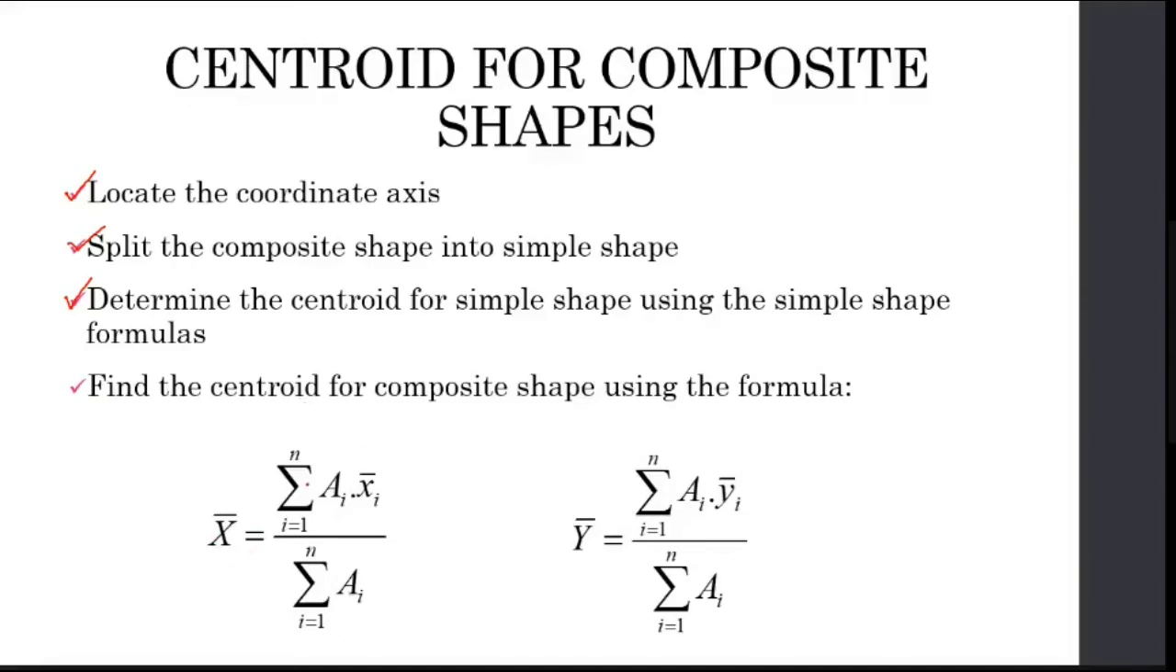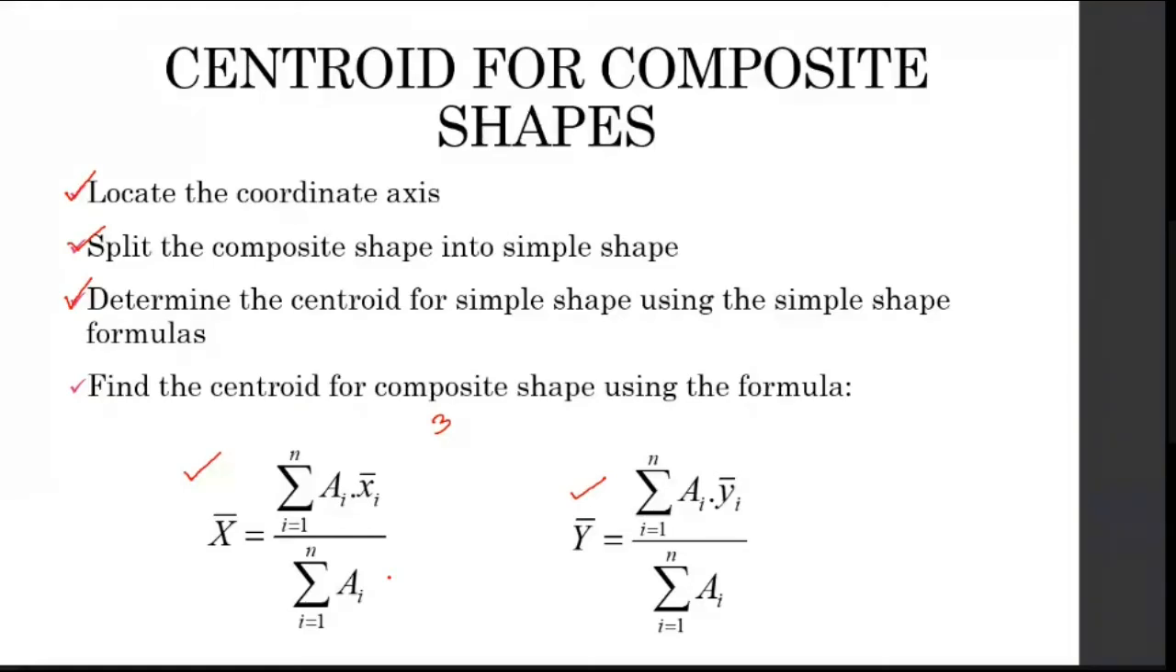Then capital X bar is equal to sigma A into X bar divided by sigma A. Similarly, capital Y bar is equal to sigma A into Y bar divided by sigma A. So if you split into 3, your n is 3, and it becomes A1 X1 plus A2 X2 plus A3 X3 divided by A1 plus A2 plus A3. You can use this formula to identify the X bar and Y bar, the centroidal location of the composite shape.